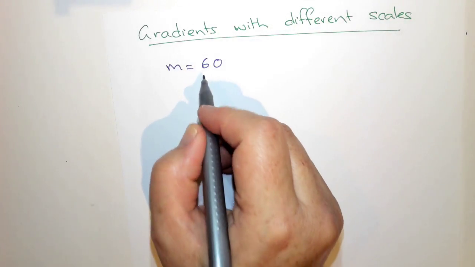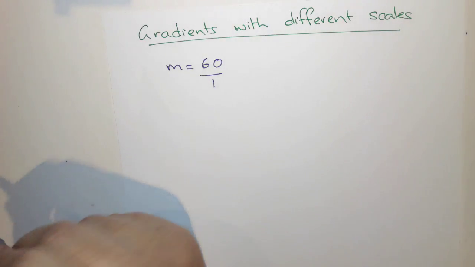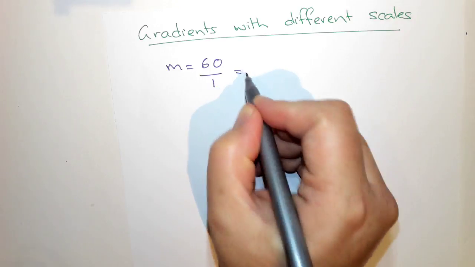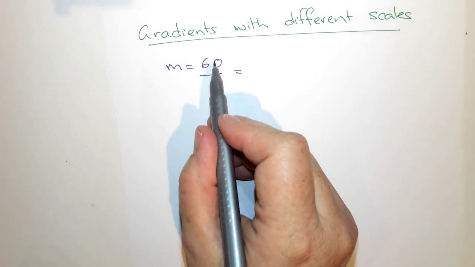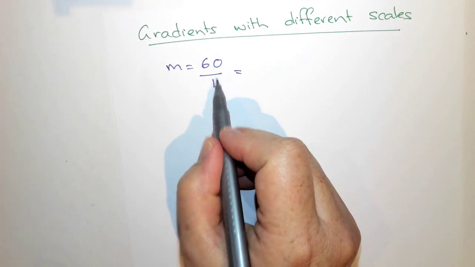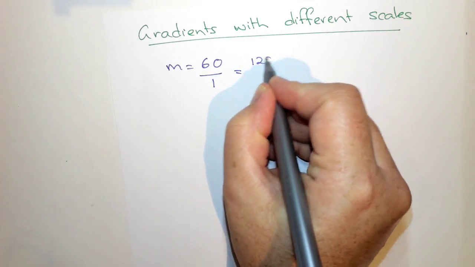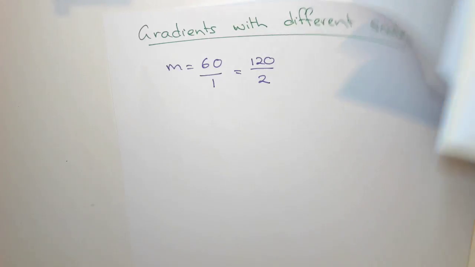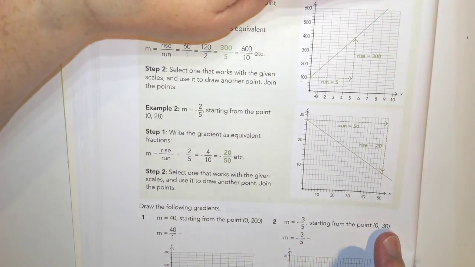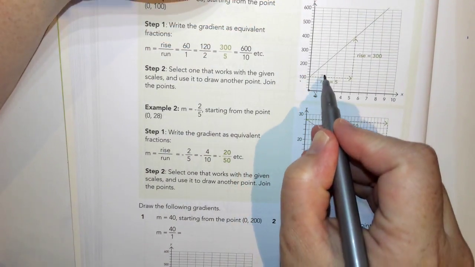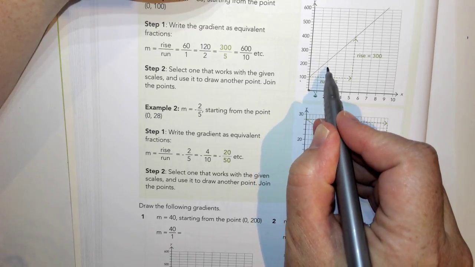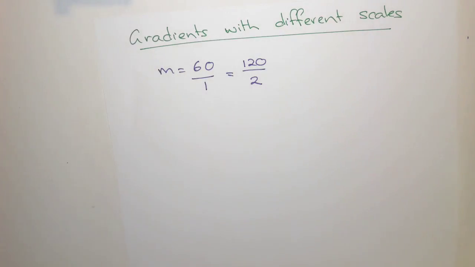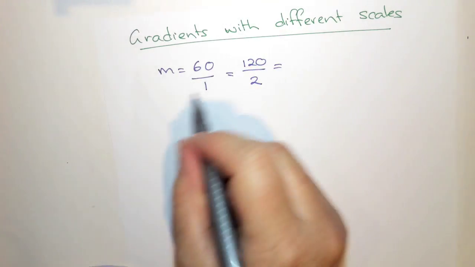Now, I can take 60 and divide that by 1, because that's always allowed. So now let's find some other equivalent fractions. If I multiply top and bottom by 2, so 60 times 2 would be 120 over 2. And now I would have a look at my grid and say, okay, so if I went across 2, could I measure going up 120? Maybe, but it might be getting a little bit difficult. So let's try another option.